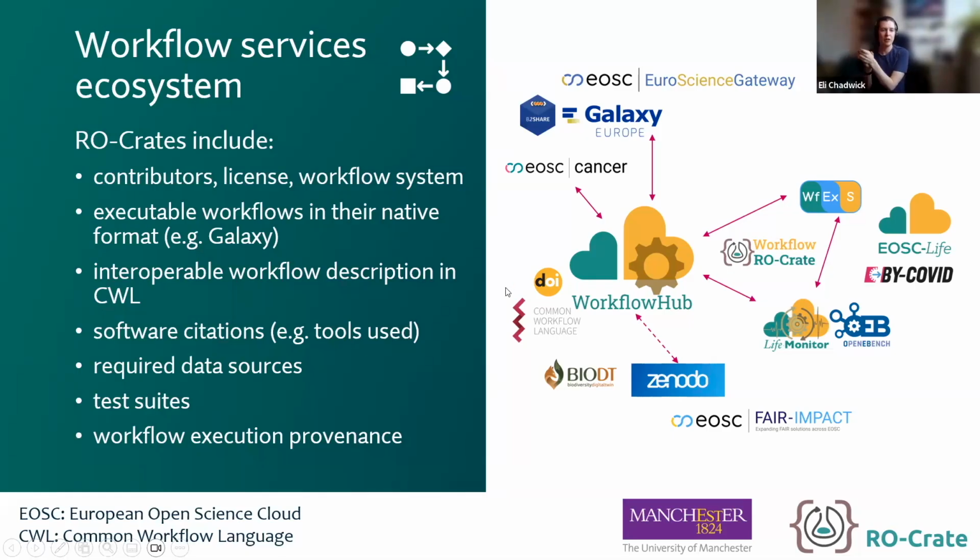And a lot of this happens without the user needing to know very much about RO-Crate. So when you upload to Workflow Hub, you automatically get an RO-Crate. When you run a workflow in Galaxy or Wifex, you automatically get an RO-Crate out. And so you get all the benefits of having this provenance without having to know the nitty-gritty of how it's working.